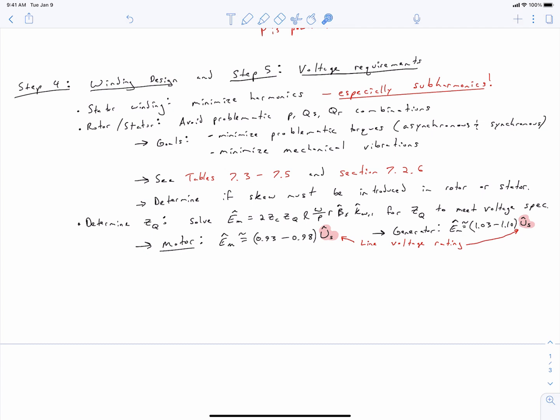This is different than the approach we used to find ZQ in our general analytic machine design steps. In that video, we solved ZQ based on the desired electric loading, based on the desired value of our linear current density. But here, we're instead doing it based on the terminal voltage of our machine. And in the next step, we're going to determine what our terminal current rating of the machine should be based on the efficiency and desired power of our machine.